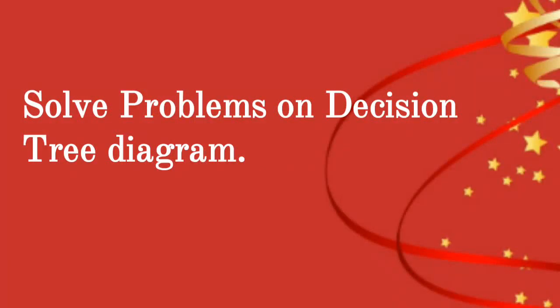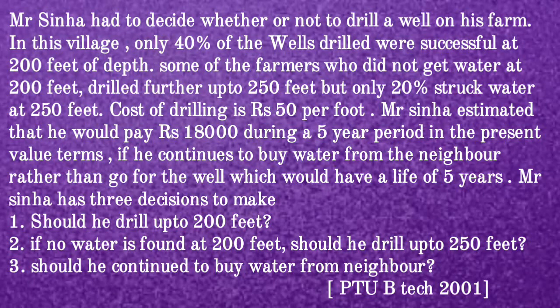Solve problems on decision tree diagram. We will read the given question. Mr. Sinha had to decide whether or not to drill a well on his farm. In his village, only 40% of the wells drilled were successful at 200 feet of depth.